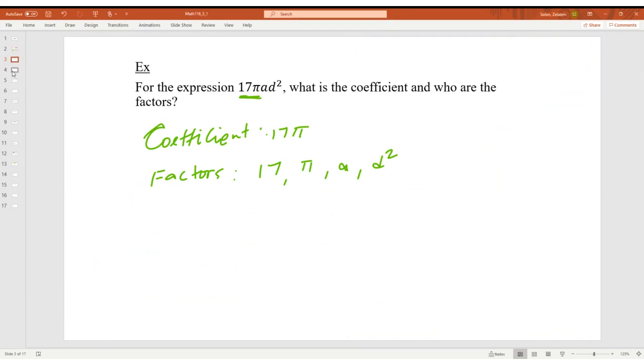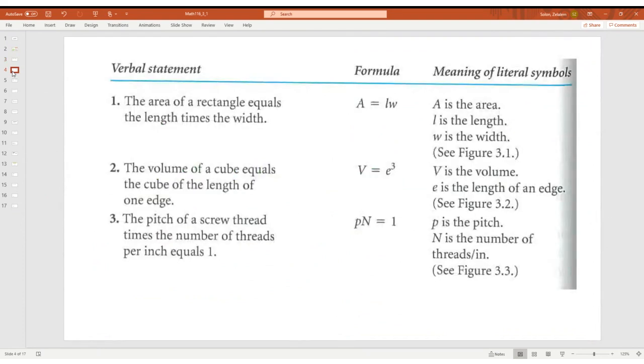Next we'll see how we can use formulas to represent real world situations. This is a very common geometry problem: finding the area of a triangle, a rectangle, a square, any geometric figure. We have different formulas we use to find area. The first one is area of a rectangle equals the length times the width. The expression is given in a verbal statement, so we can use pictures here. Let's say this is L, this is W. So area is L times W.